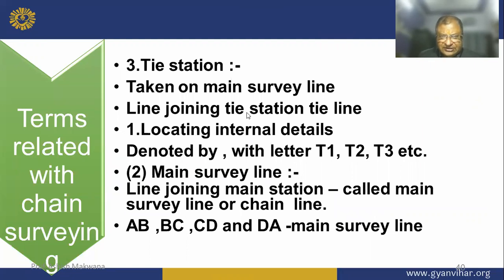Now, the tie line is taken on the main survey line, joining stations and locating internal detail. These are denoted by the letters T1, T2, T3, etc. The line joining the main stations is called the main survey line or chain line, so A, B, B, C, C, D, and D, A is the main survey line.